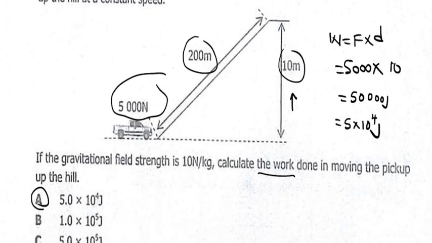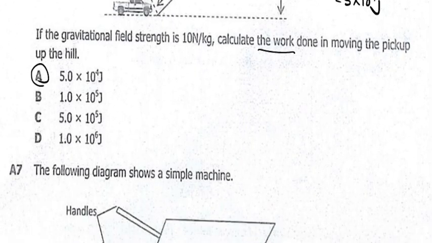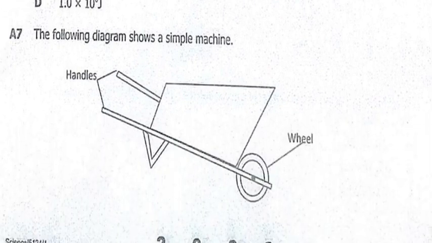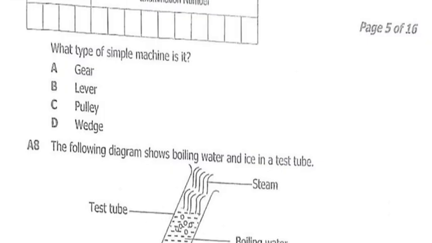All right, let me show you. This is what we have here. This one is an example of a simple machine that we call a lever. So a wheelbarrow is an example of a simple machine that we call a lever. Okay, we go to question 8.